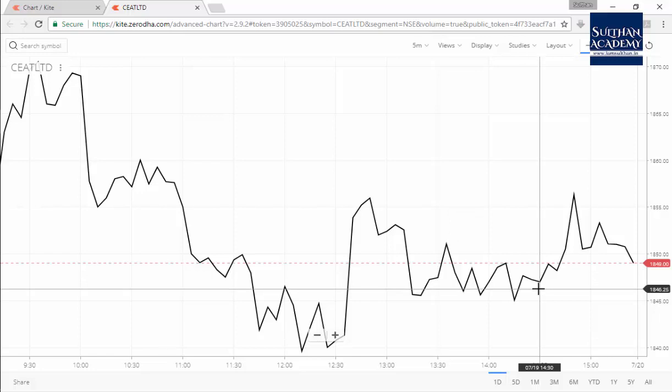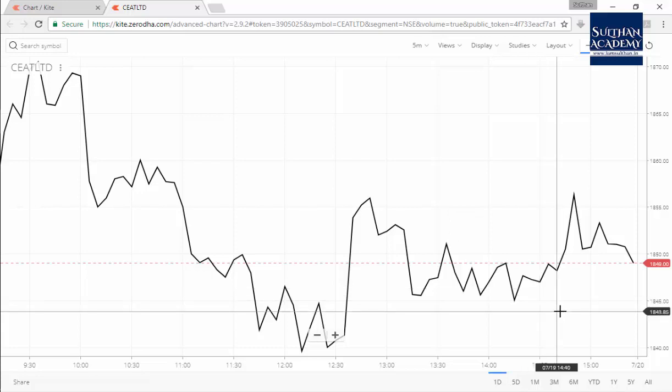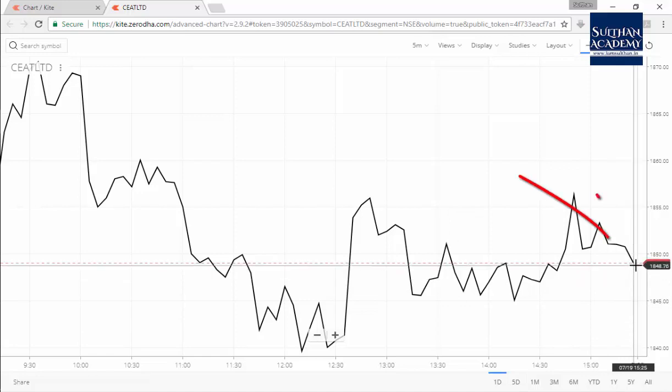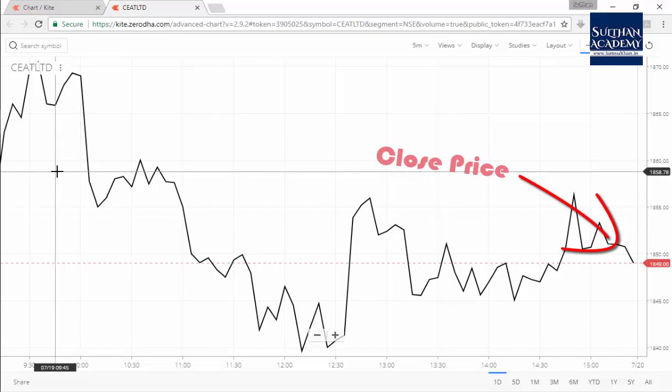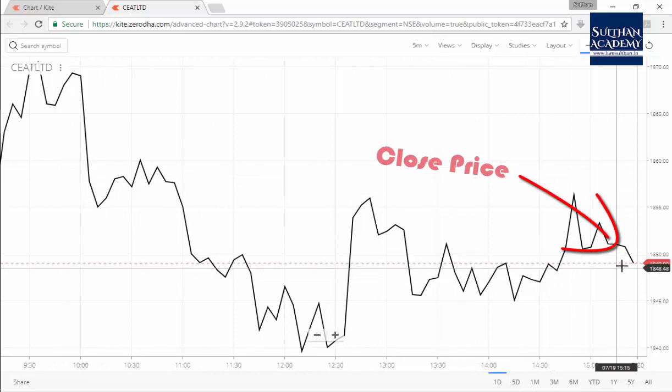Finally, the close represents the closing price, and it is the most important price because it is the final price at which the market closed for a particular period of time. The close serves as an indicator of the intraday strength. If the close is higher than the open, then it is considered a positive day. When the close is lower than the opening price, then it is a negative day for the particular stock. In this example, Seat ended at a price of 1,848, which is lower than its opening price. Hence, it had a negative day today in the market.